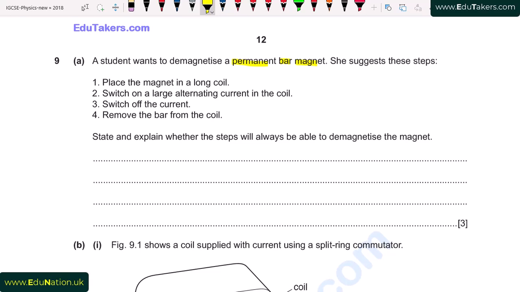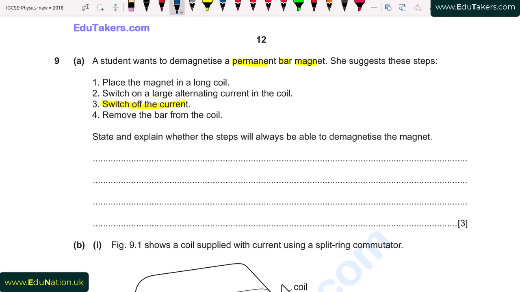State and explain whether the steps will always be able to demagnetize the magnet. So here 4 steps are taken to demagnetize a permanent bar magnet, and we have to explain whether the steps will always be able to demagnetize the magnet. So here is the third step, switch off the current. So AC should not be switched off. AC is alternating current and it should not be switched off, and the magnet should be removed from the coil.